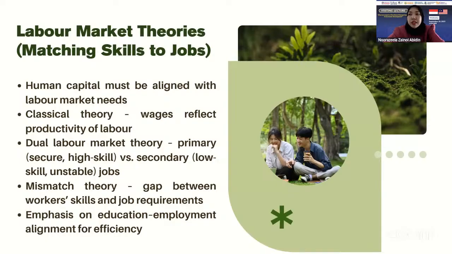So the mismatch theory addresses situations where worker skills don't match employer needs, such as university graduates working in jobs unrelated to their field, or a shortage of technical and vocational workers. Okay. So this mismatch often leads to underemployment and then lower productivity and wasted potential.